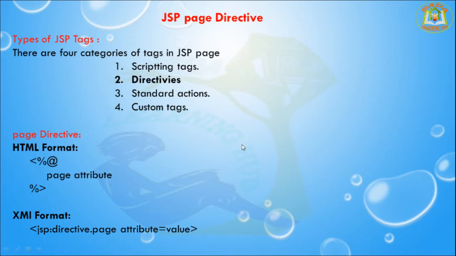And coming to the directives, directives are divided into three categories. The first one is include, the second one is page directive, and the third one is taglib directive. In this video I am going to cover the page directive. What is the page directive? This directive is used to set important instructions to the container of the JSP. For example, we can set importing packages, sessions, threading, exception handling, etc. All those things are handled by using the page directive.